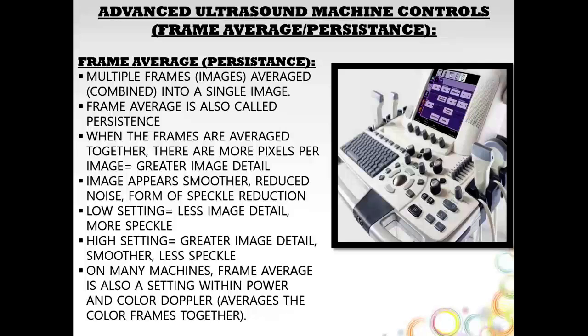So a low setting is going to have less image detail, more speckle. A high setting is going to have greater image detail, a smoother image, less speckle. On many machines, frame average is not only a grayscale setting, but you can also use it within power and color Doppler. And this just averages the color Doppler frames together.